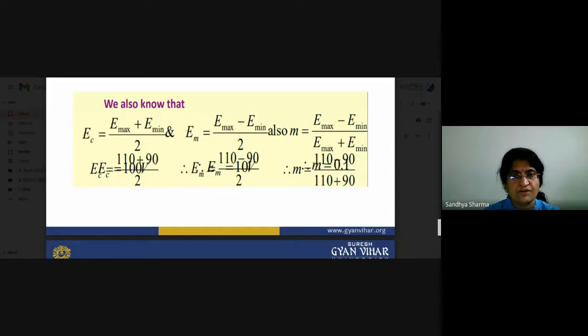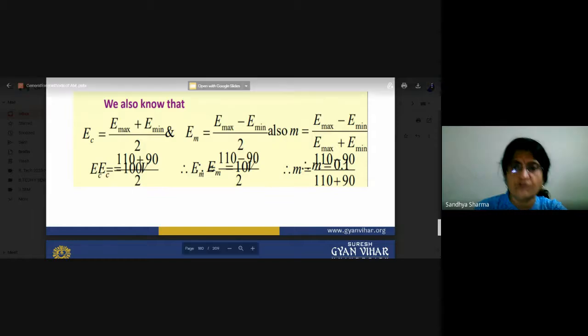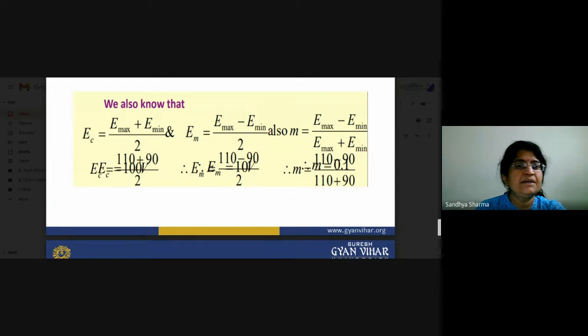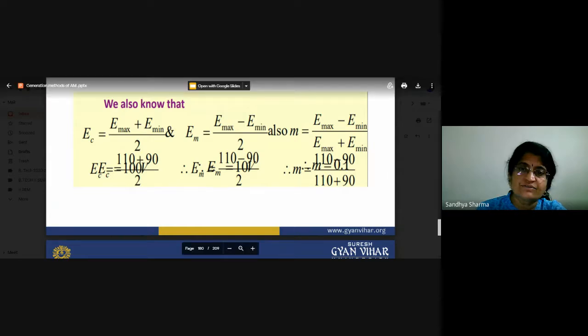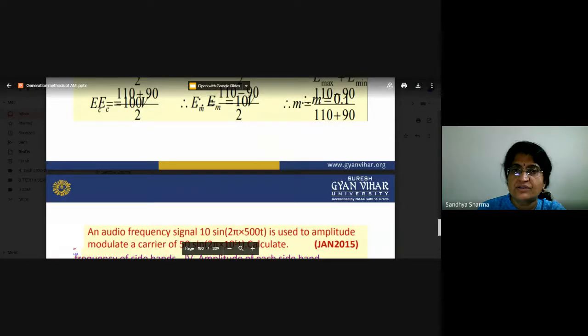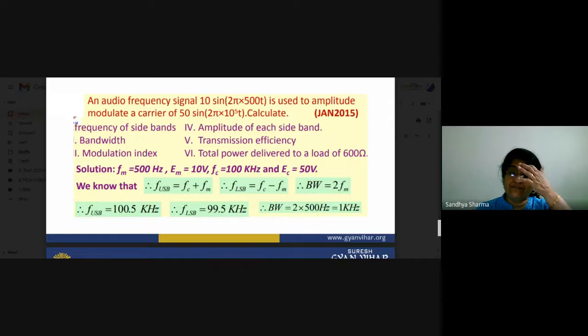By using these formulas, you can calculate the modulation index. So what is the modulation index? Basically, modulation index is the ratio of Em to Ec, that is (Emax minus Emin) upon (Emax plus Emin). We can put the values of Emax and Emin in this formula, and then we can calculate the modulation index. So this is our question in terms of Emax and Emin, meaning if you are given the Emax and Emin values, then you can calculate this.